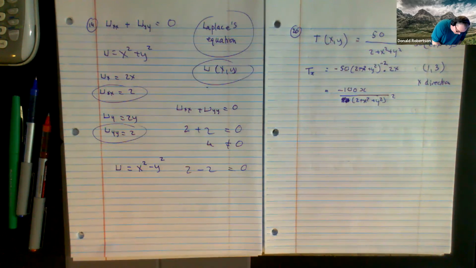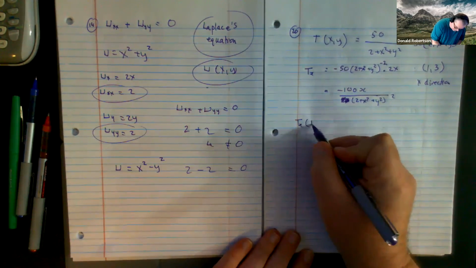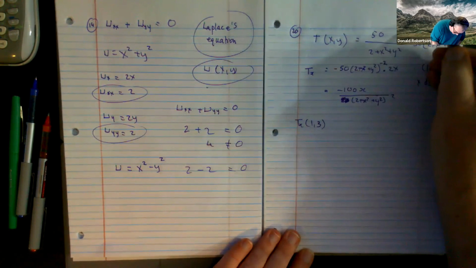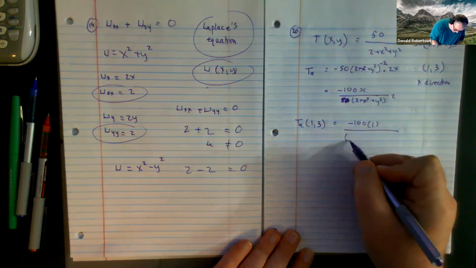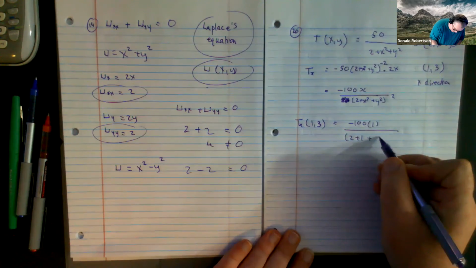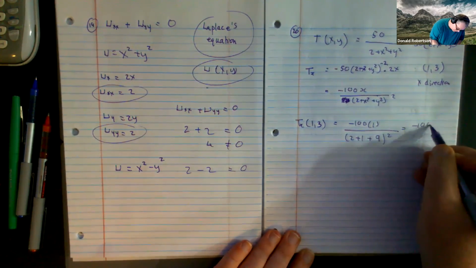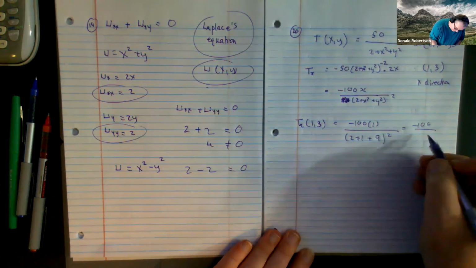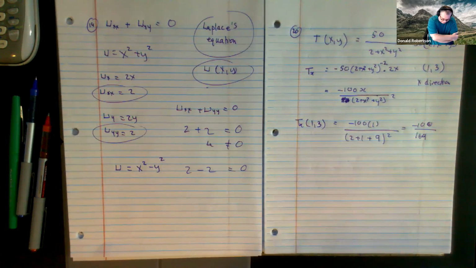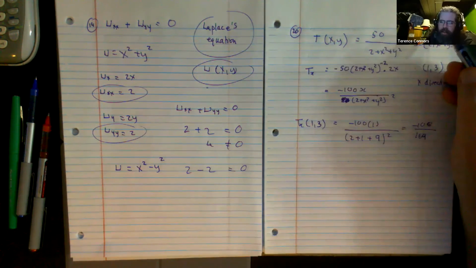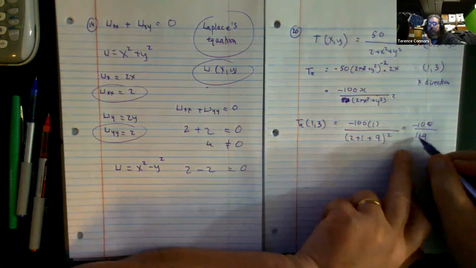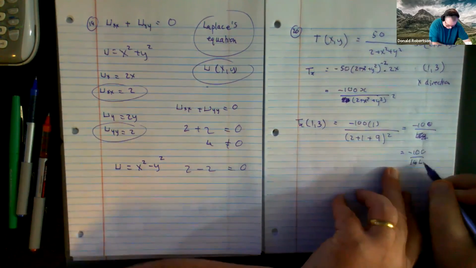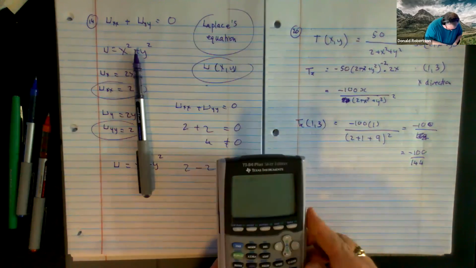Now, if you want to know what the rate of change in temperature at this point traveling in the x direction is, just negative 100 times 1 all over 2 plus 1 squared plus 3 squared, squared. So it's negative 100 over 12 squared. Can't count. Negative 100 over 144. I guess I should simplify it. It's bugging me if I don't.